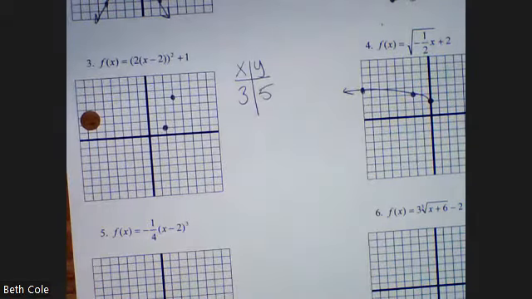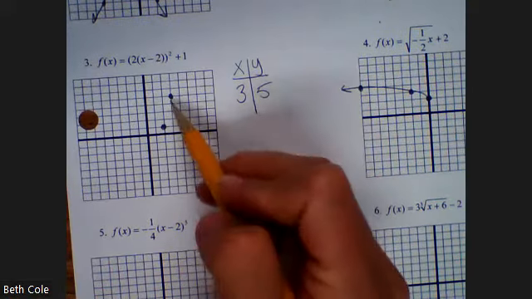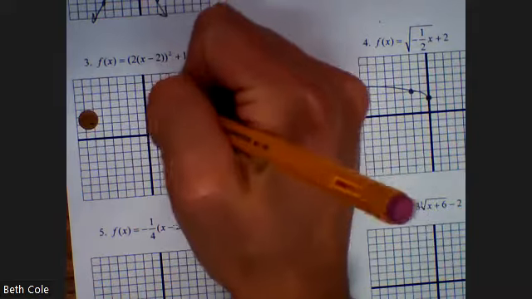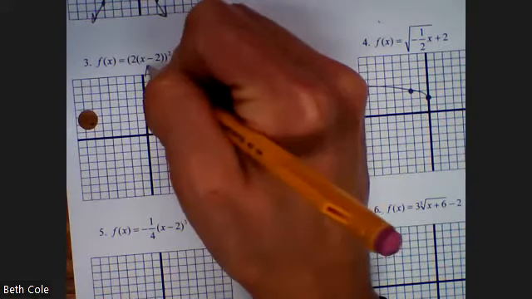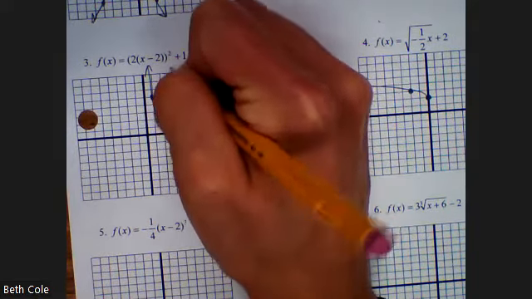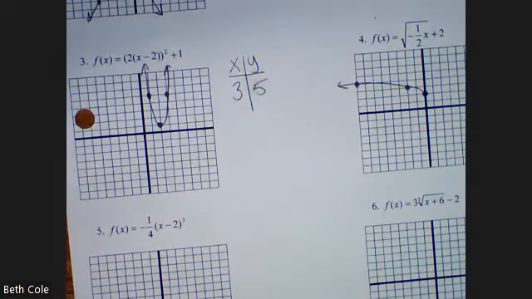And you can plot more points if you want, but if you know what the shape should look like and that it's going to be symmetric, you can take that point and just reflect it over here, and there's your graph. It's like work smarter, not harder kind of thing.